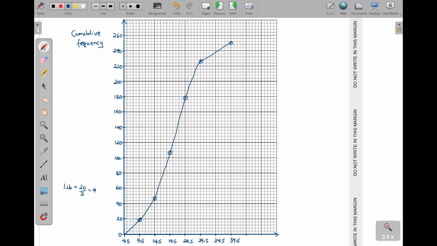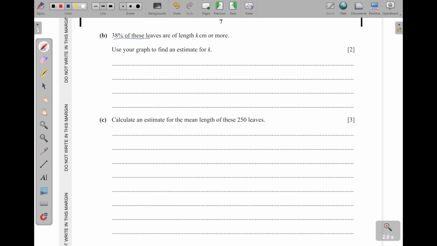And then the last one, you proceeded to the 0 here. So that is our graph there. Part B, 38% of these leaves are of length k centimeters or more. Use your graph to find an estimate of k.